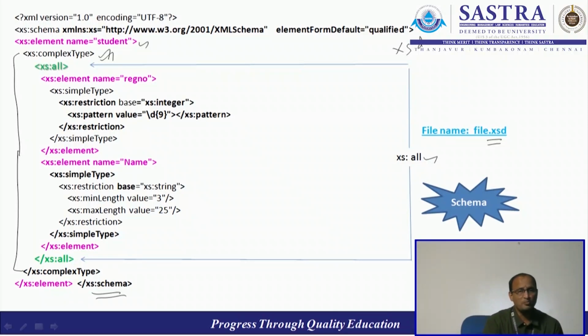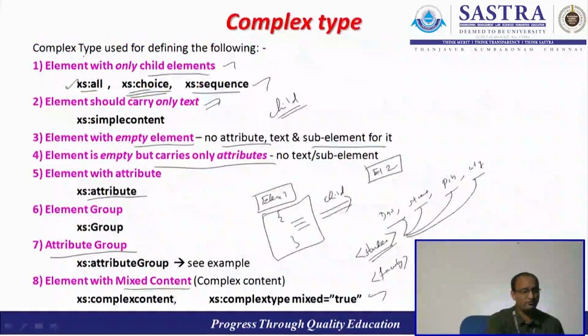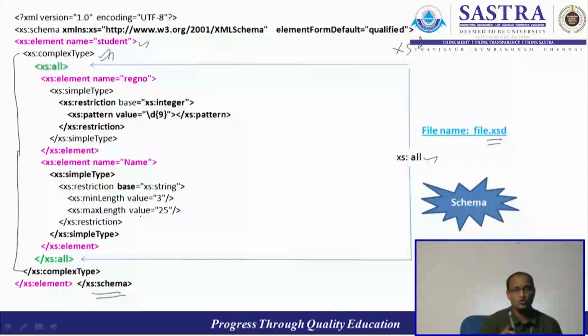When you go for complex type, we will be having any one of these types. Say for example, the xs:complexType followed by, we can give all or choice or sequence, or we can give simpleContent, or we can give attribute. So this is the way the XML document can be explored one by one. You will see all this.